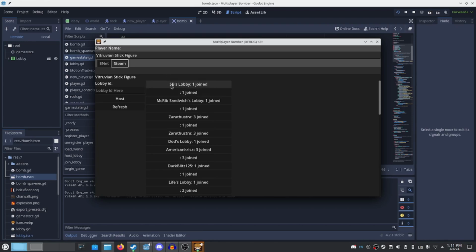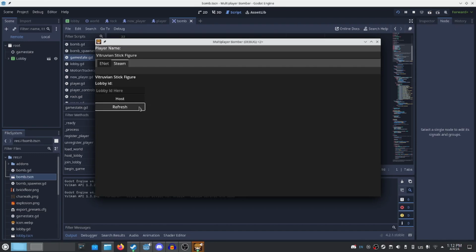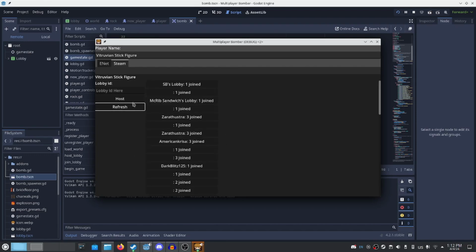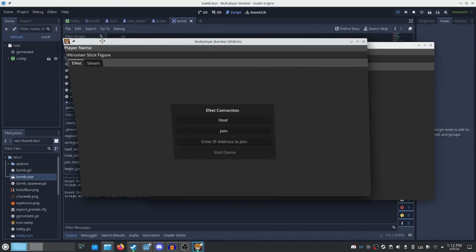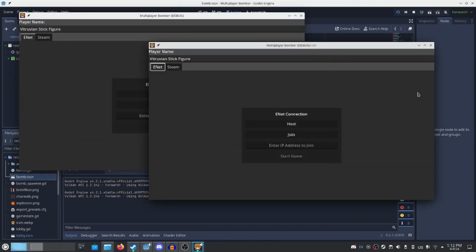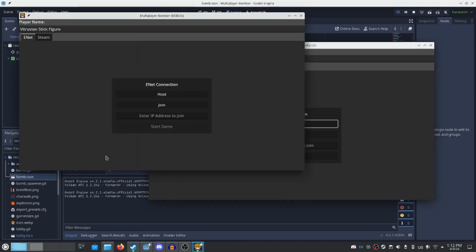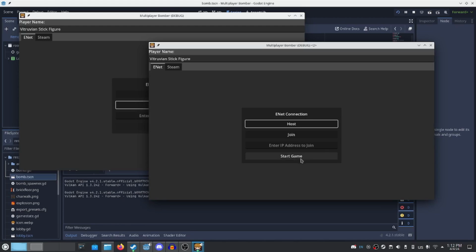It goes by the key of name and then the number of players, and not all of them have defined that, so some of them are blank. Refresh refreshes it, hosts on it. Let's start with ENET though, so you can see what this is like for two people, as that can run on the same machine. One hits host, the other one types in the IP address or goes with the default, which is the local machine, and hits join. Then the host alone can hit start game.